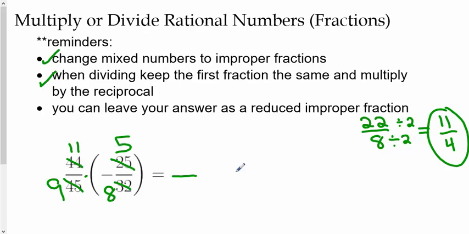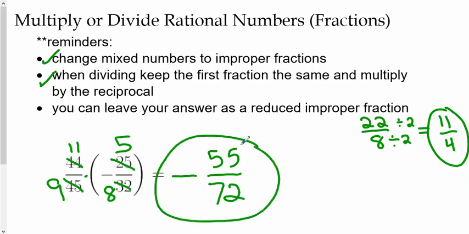So now I'm going to multiply. 11 times 5, that's negative 55, because remember that's a negative 5 that I'm multiplying by, and 9 times 8 is 72. So my answer is negative 55/72.